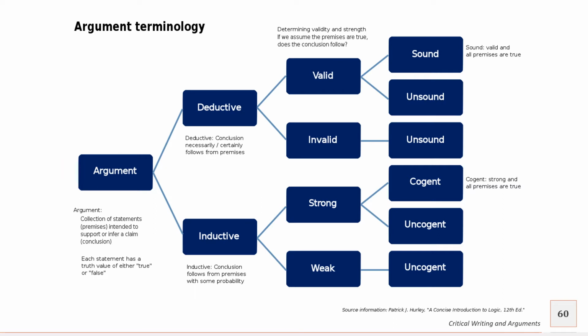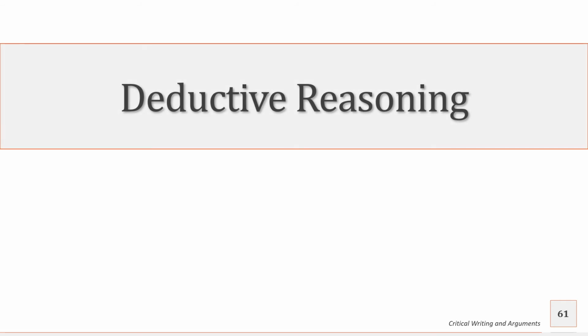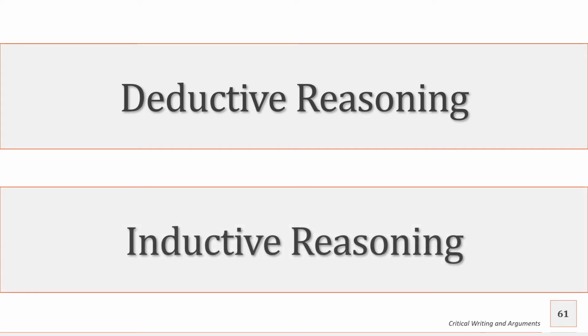There are essentially two forms of logical reasoning. They are deductive and inductive reasoning. Deductive reasoning starts from general principles and moves to specific conclusions. Inductive reasoning starts from specific examples and moves towards general principles and conclusions that are probably true. In other words, a deductive argument is one in which true premises guarantee a true conclusion.